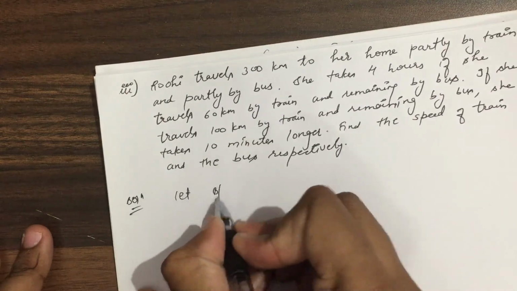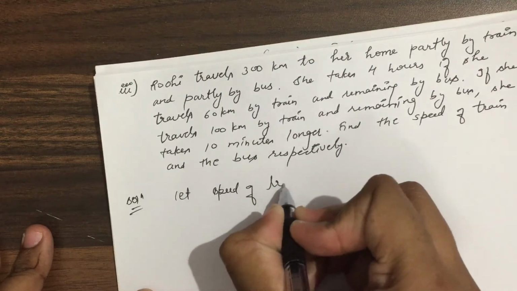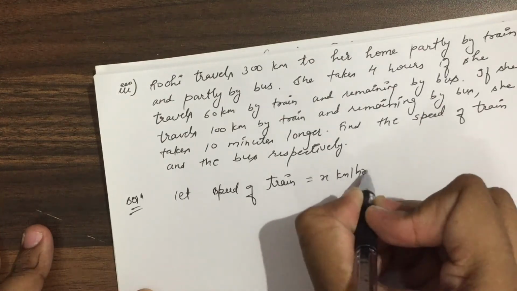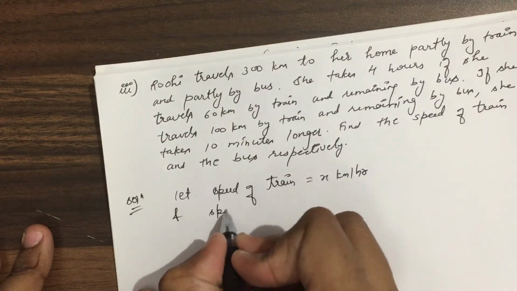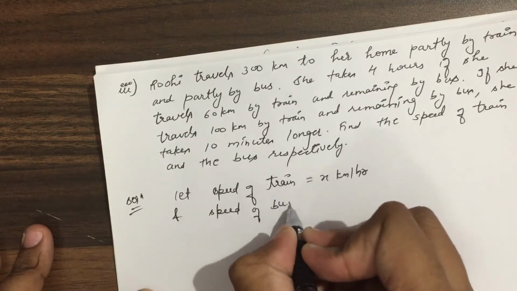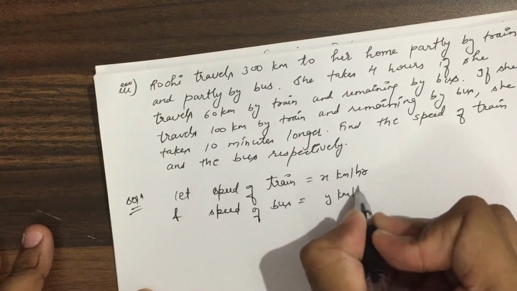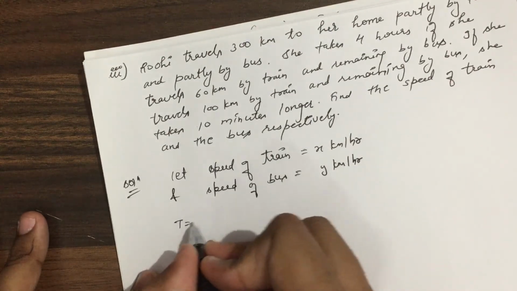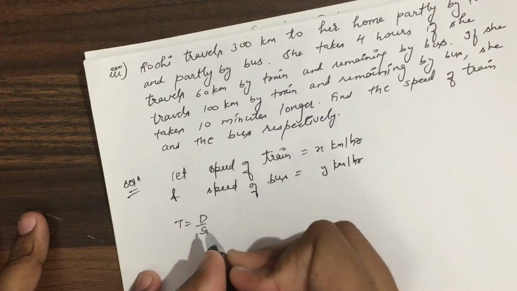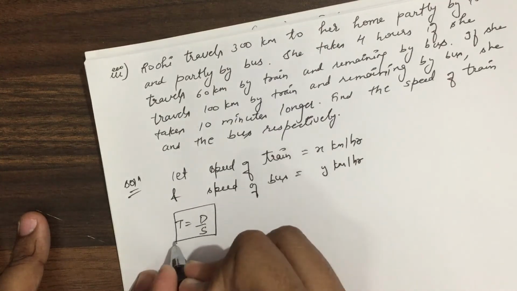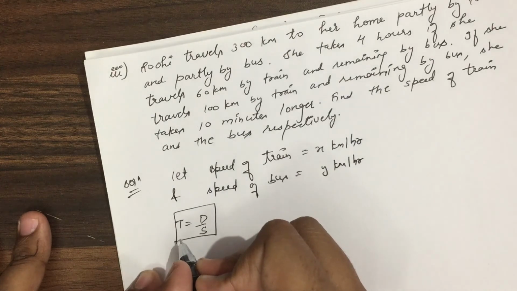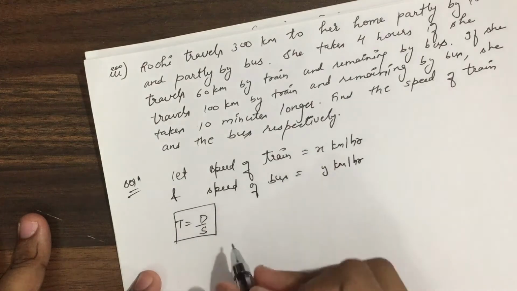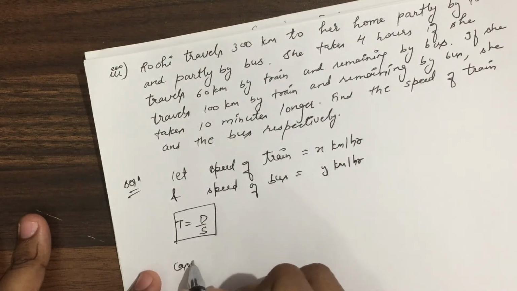So let speed of train equal to x kilometer per hour and speed of bus equal to y kilometer per hour. The formula which is used here is time equal to distance upon speed. This is the formula which we will use here. So such type of questions are good questions in which such concepts are used. Now in first case, what is there in case first?